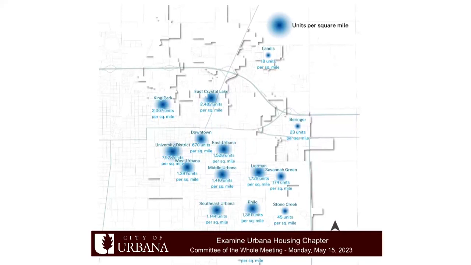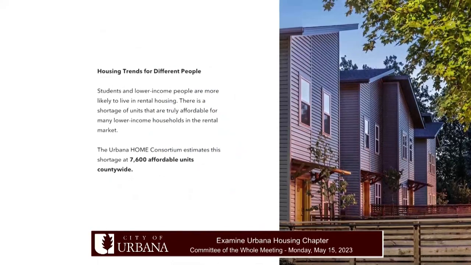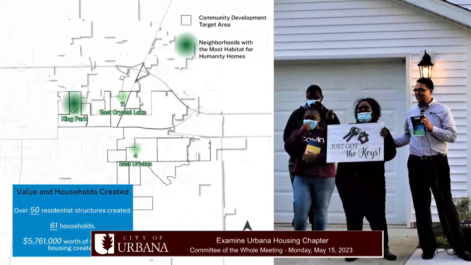So a major takeaway is that a significant portion of Urbana households are struggling to fit housing costs within their budget. And that some groups are more likely to be experiencing this than others. One statistic from a recent study, the ARP allocation plan, is that there's an estimated shortage countywide of about 7,600 units which would be affordable to households earning below the area median. There's a lot of work that both the city and different organizations around the city are doing to address some of that affordability gap.